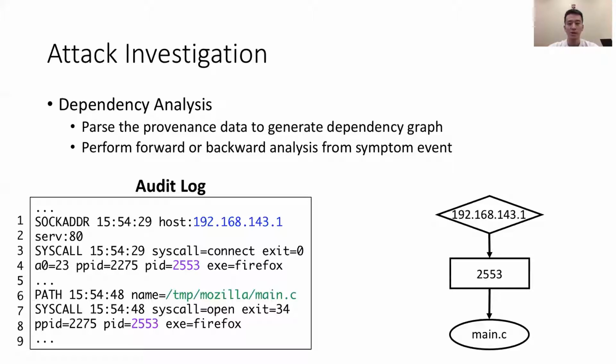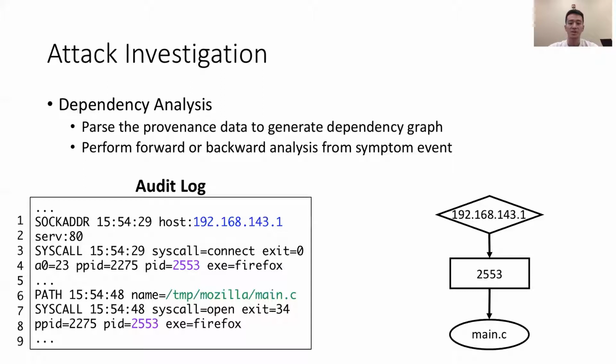We look at the audit log on the left. The first audit entry starts from line 1 to line 4. It shows the Firefox process with process ID 2553 connects to a remote IP address. The corresponding graph is shown at the right. Similarly, the second audit entry starts from line 6 to line 8. It shows the same Firefox process writes some data to file main.c.